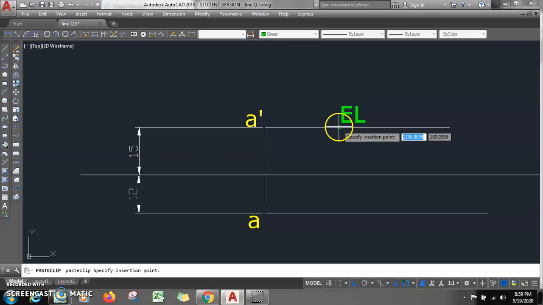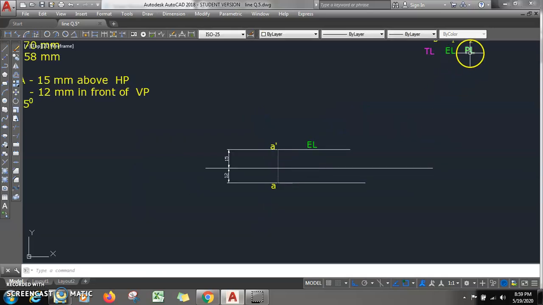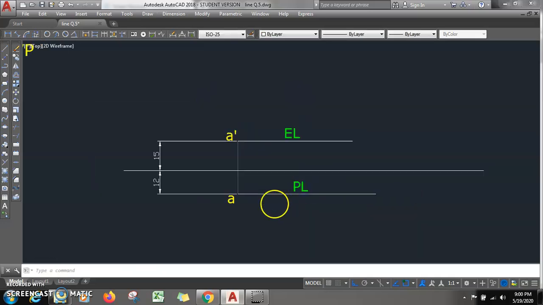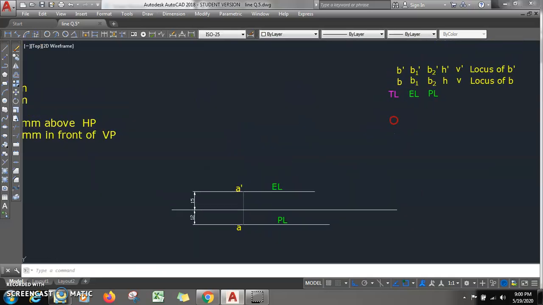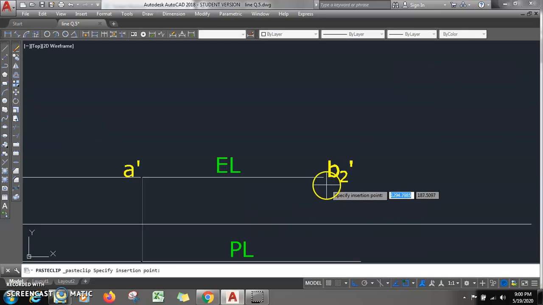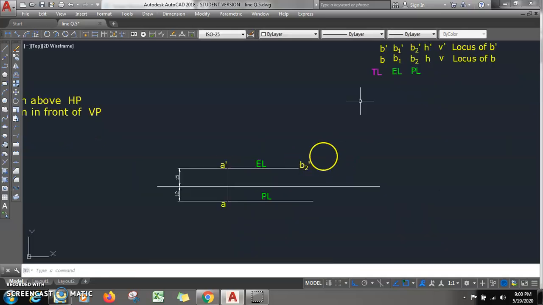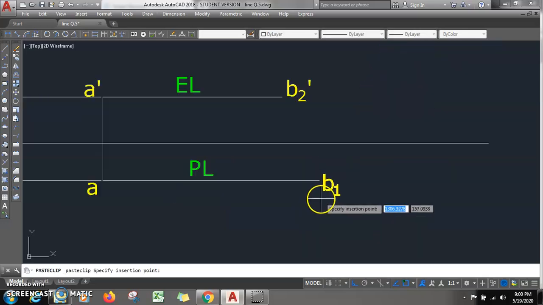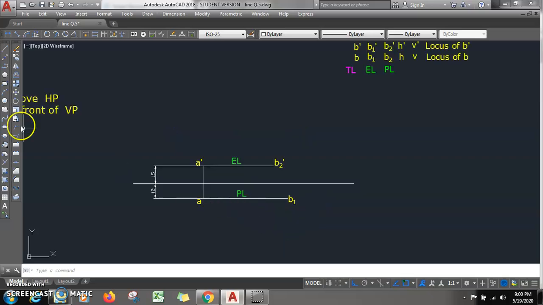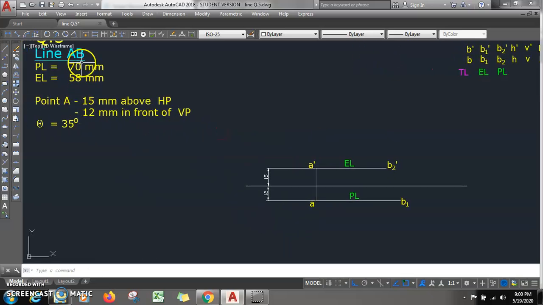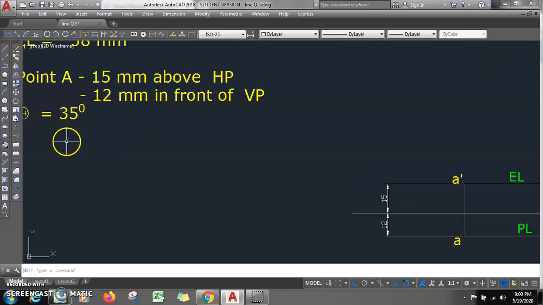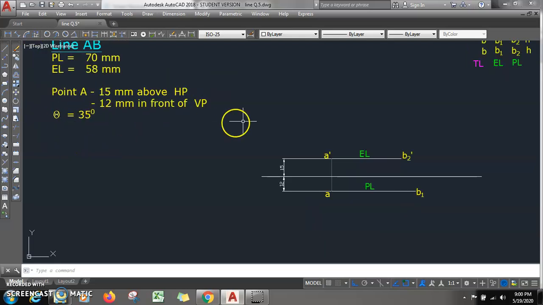Once you draw this, this length is the elevation length, and this length is the plan length. So in the front view we have A dash B2 dash, and A B1 in the top view. Now only one thing is remaining. Four parameters we have already used: EL, PL, and the location of point A above HP and in front of VP. The only thing remaining is theta. How much is it? 35 degrees.